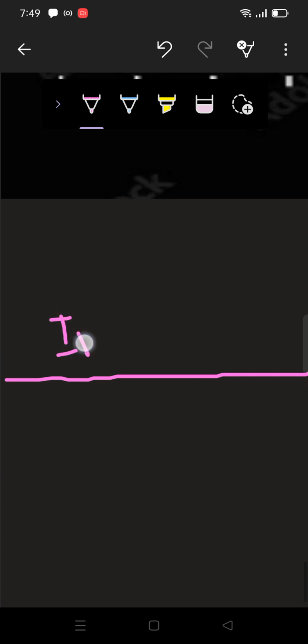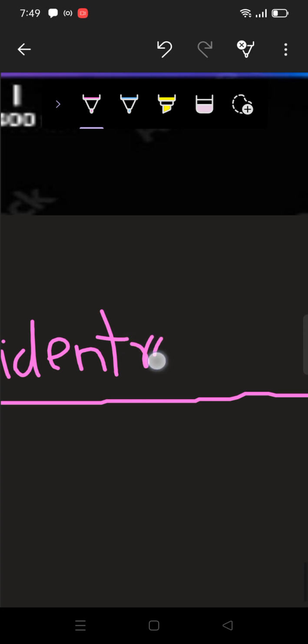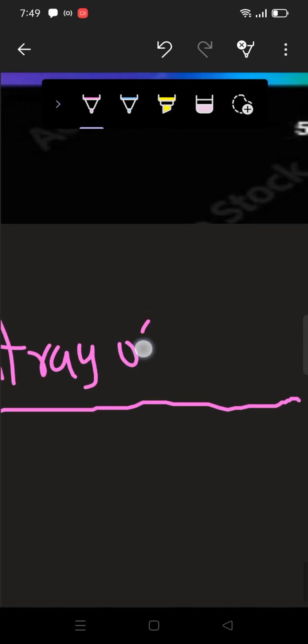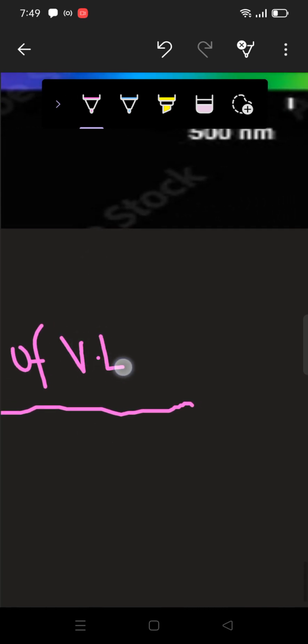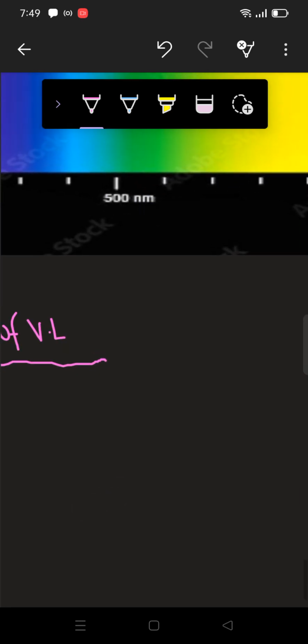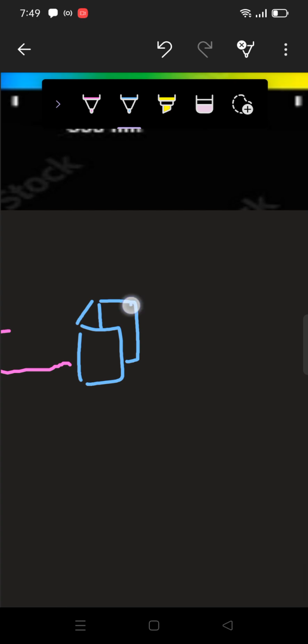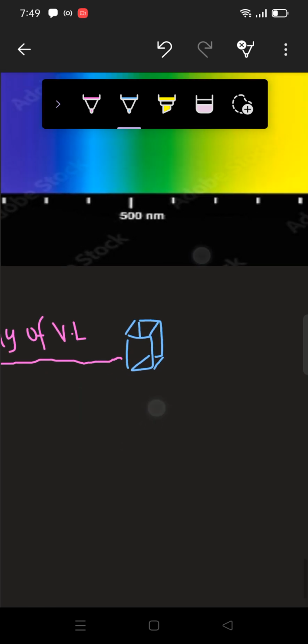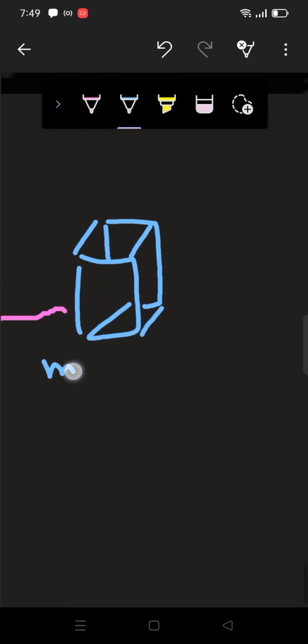This is the incident ray of visible light, right? And here I have a medium. For example, I have a medium of a prism. I cannot draw a prism here, but I can draw a cube instead. So here I have a medium.